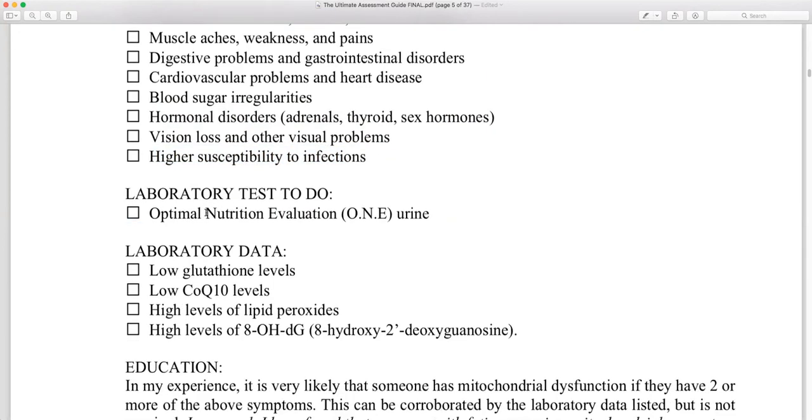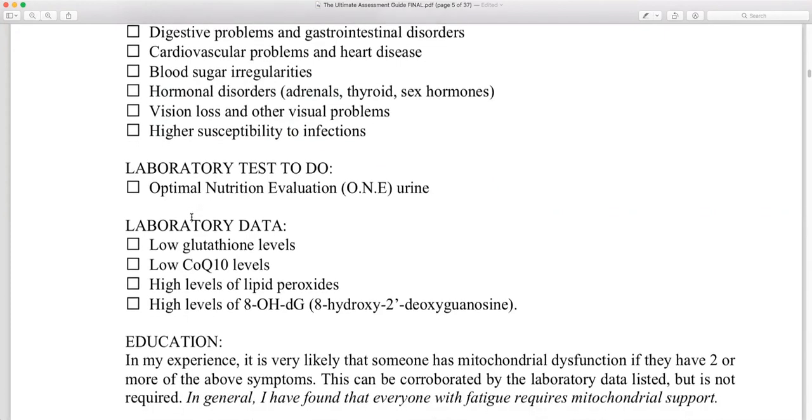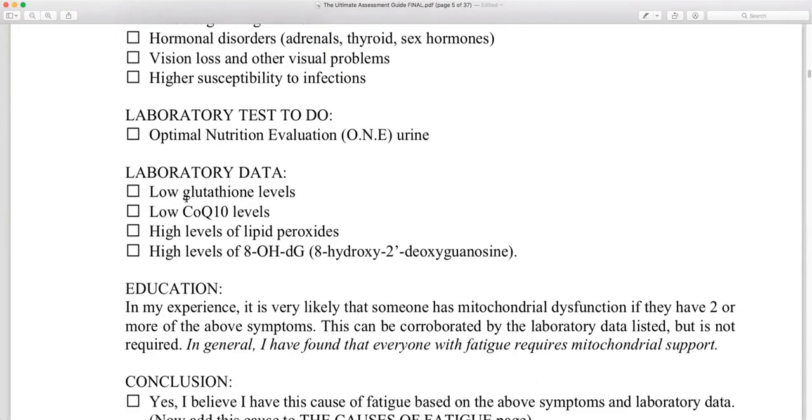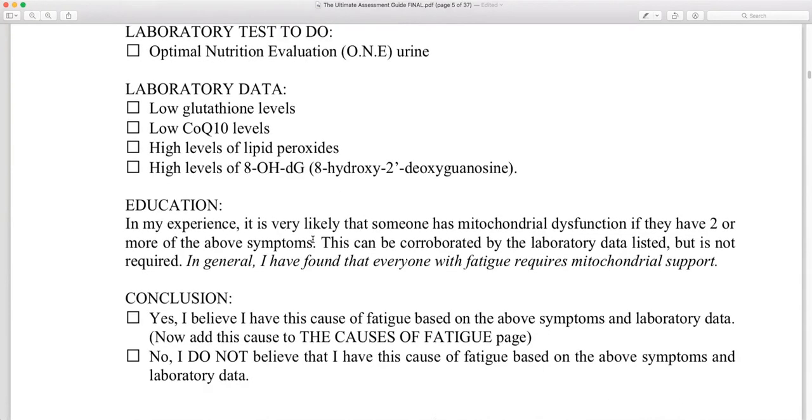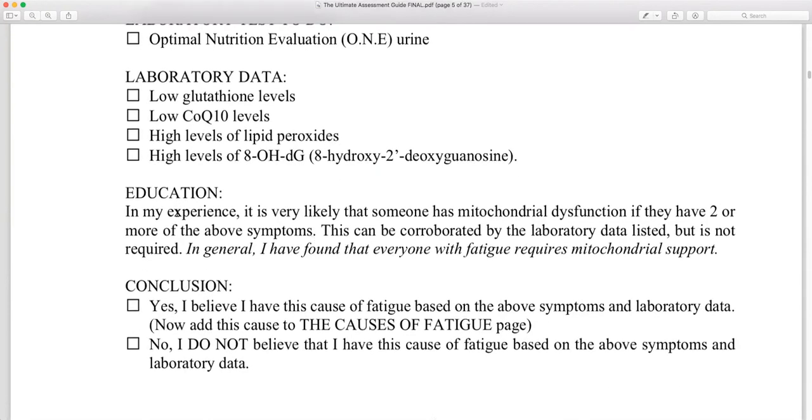So the laboratory test to do is the optimal nutrition evaluation, the ONE, or the ONE test in urine. And the levels that you may see will be low glutathione levels, low CoQ10 levels, high levels of lipid peroxidases, or high levels of 8-hydroxy-2-deoxyguanosine. And then I say, in my experience, it's very likely that someone has mitochondrial dysfunction if they have 2 or more of the above symptoms. This can be corroborated by the laboratory data listed, but is not required.